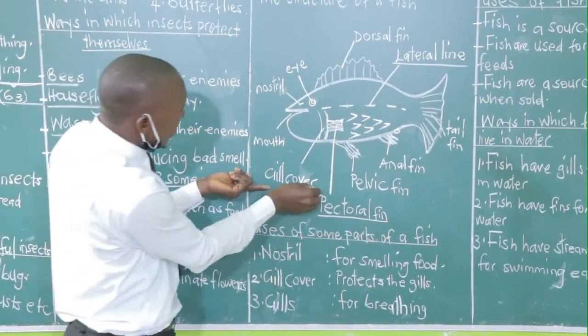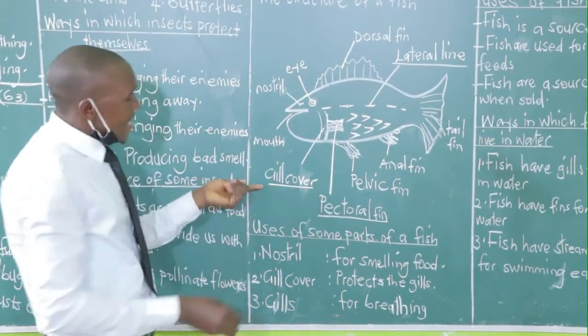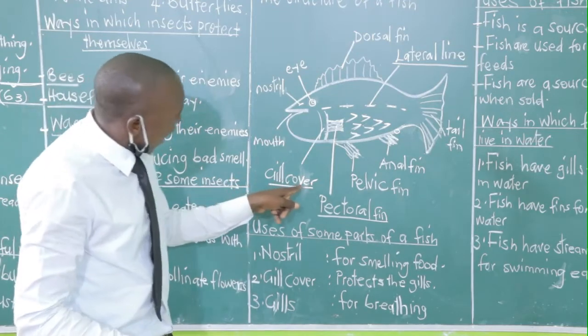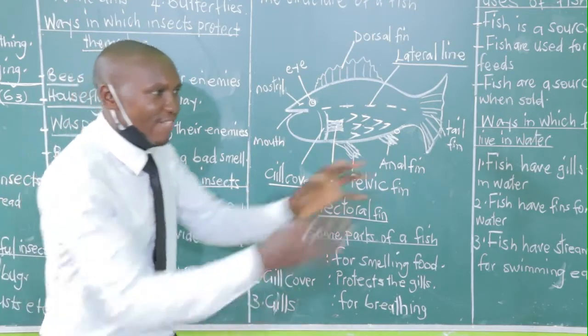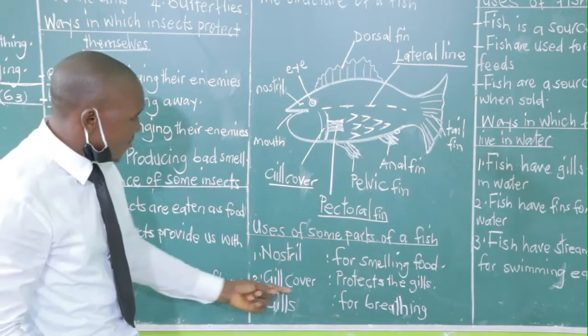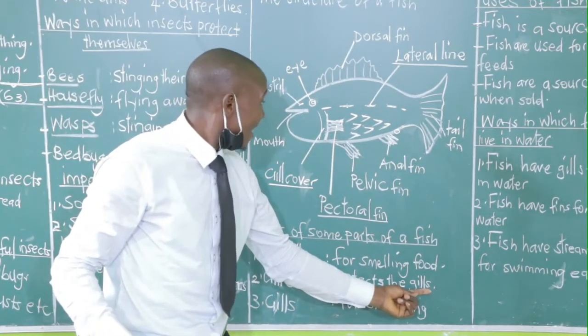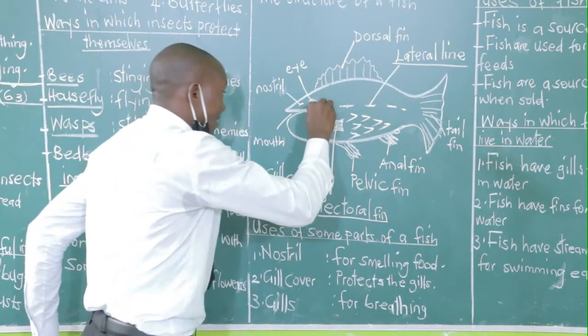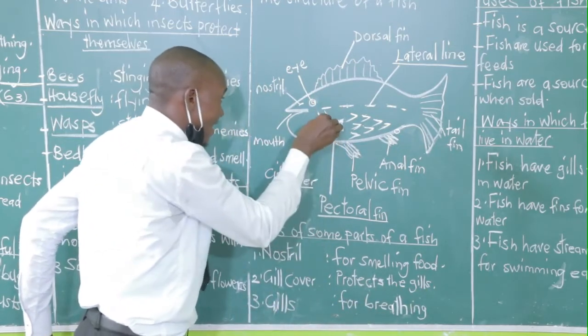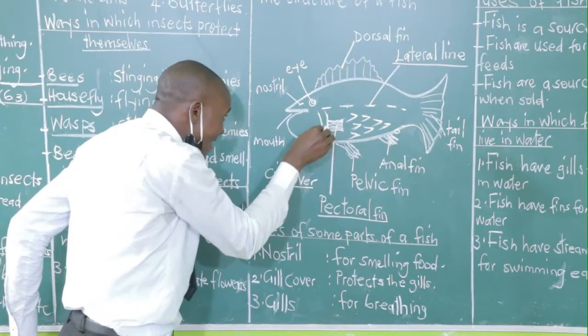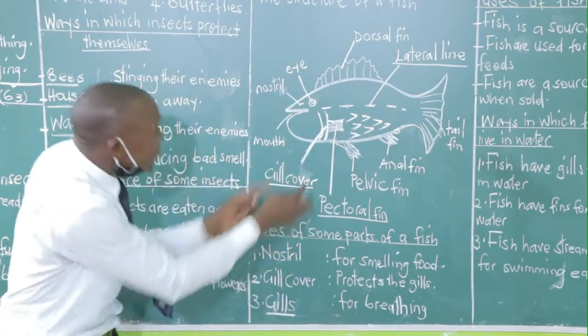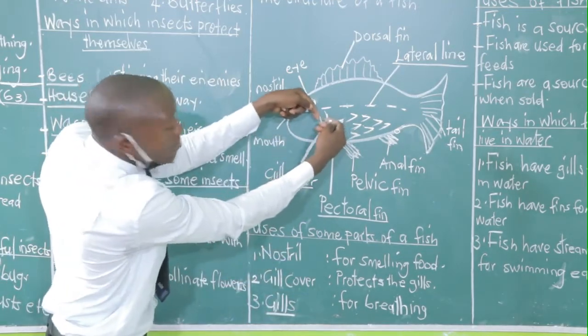Then we have the gill cover. The word gill cover. You cover something. The gill cover protects the gills. It is well drawn and the line is there. Then we have the gills. The gills are inside there.